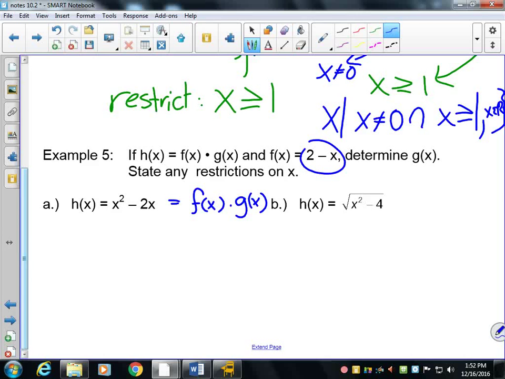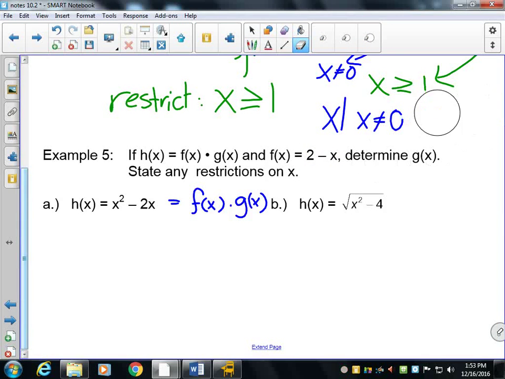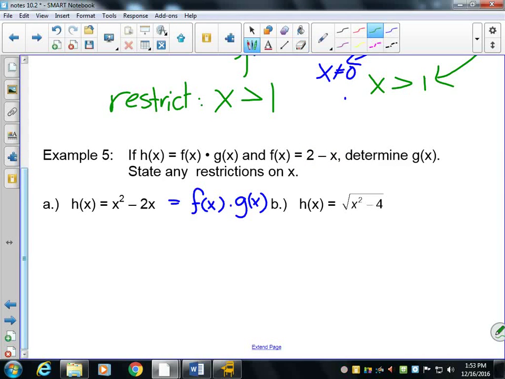right, but we have to include the numbers in between 0 and 1. So let's go back here, because we could write it a little differently too. We could write this restriction so that it was x such that not including 0, but including 1.